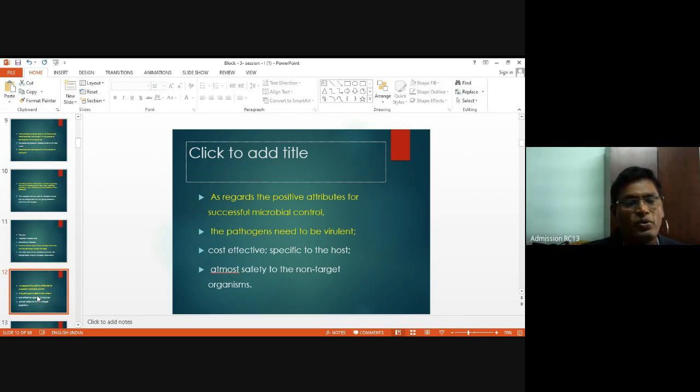As regards the positive attributes for successful microbial control, the pathogen needs to be virulent. So what is the requirement of this microbial organism we intend to use to control the pest? It should be virulent. That means it should multiply, because a small, minor quantity of a virus is what we apply, but it has to multiply in the host organism, the target pest. And the microorganism we are applying should be cost effective and specific to the host, because we have to culture it, whether fungi, bacteria or other microbes. It should grow and be cost effective, because we have to apply more and more to control the pest, and it should be specific to the host.